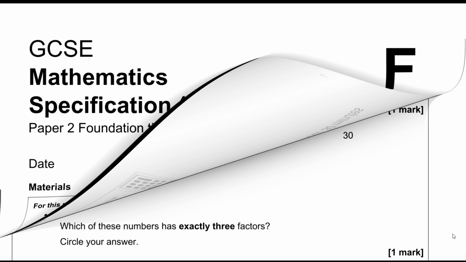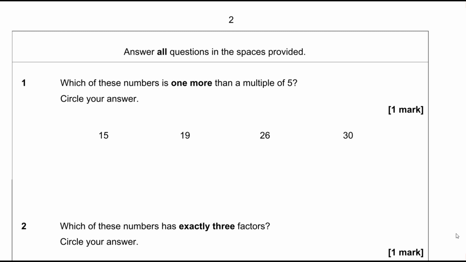So enjoy! Question number 1. Which of these numbers is one more than a multiple of 5? Circle your answer. You know the multiples of 5? If you start from 5, you will have 10, and then 15, and then 20, and so on and so forth. But then you ask for one more than that, so it should be either 6 or 11 or 16 or 21, and so on. So this is not our answer. This is not here. 26, yes, I think if we have 25 here, we got 26 here. So this will be our answer.